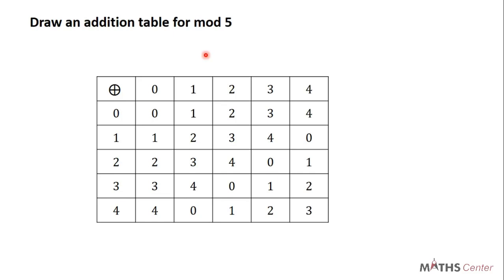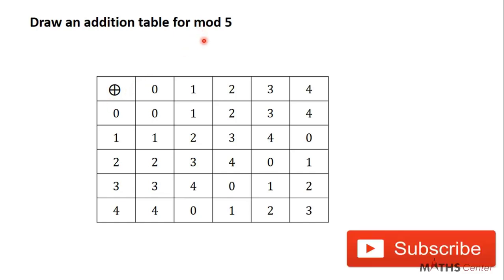You can see that it's very simple. To draw a table for an operation in a given modulus, the first thing you have to do is to define the set of values in that modulus. After that, you use the set of values to draw the table. Then you fill out the table by performing the operation in the given modulus. So if the operation is addition, you add the numbers in the modulus. If the operation is multiplication, you multiply the numbers in the modulus.